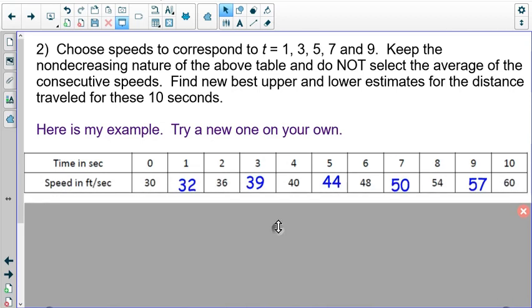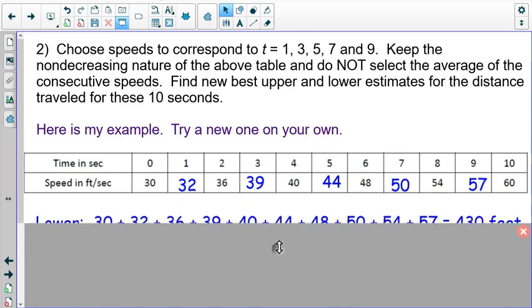So I'll show you what I did here. In the original problem, you went from 0 to 2 and then 2 to 4. So now we're going to say, hey, we came up with some additional speeds at times 1, 3, 5, 7, and 9. And these are the speeds that we got. They are increasing in value, but not the averages, at least not all of them are the averages. So now we would want to find what the new best upper and the new best lower estimates would be. So here is what I get for both of these.